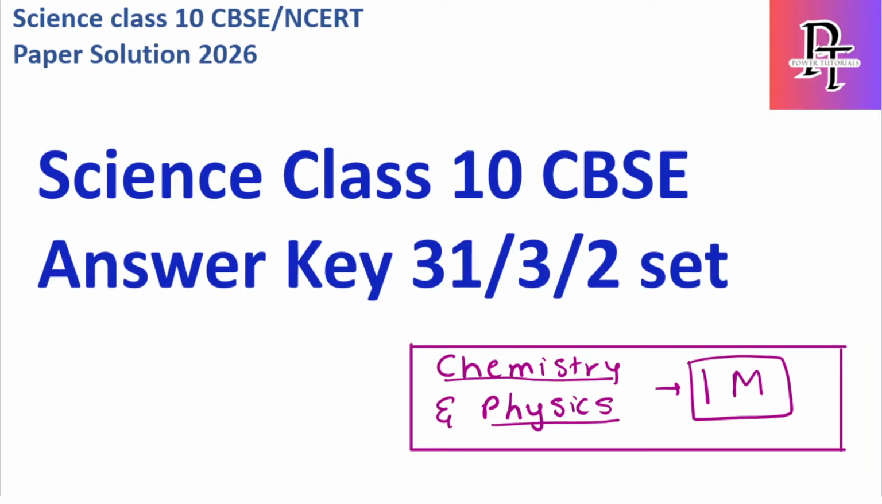Why? Because physics are only 3 questions, whereas chemistry I think around 8 questions are there. So I have combined both the videos to a single video. For only 3 questions I cannot make a separate video, that will not be good. So that's why in this video I'm going to cover only chemistry and physics, all MCQs, I think around 8 plus 3, so 11 MCQs.